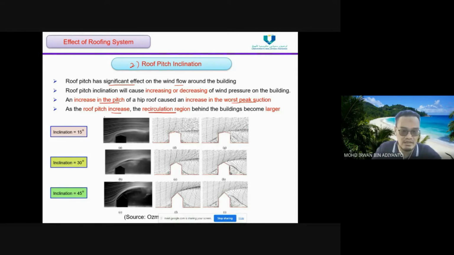So as you can see in this figure, this is the difference between roof inclinations of 15 degrees, 30 degrees, and 45 degrees, where you can see how the pressure becomes higher as the roof inclination becomes higher. This is without turbulence, and this is the effect of turbulence. We can see that as the degree of roof inclination becomes higher, the area of turbulence also becomes larger.